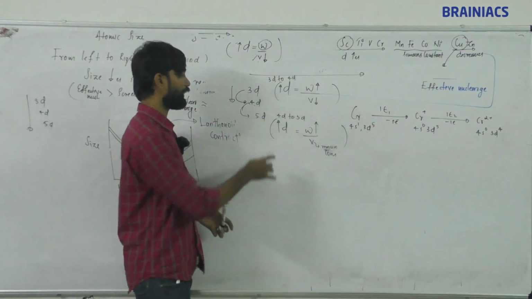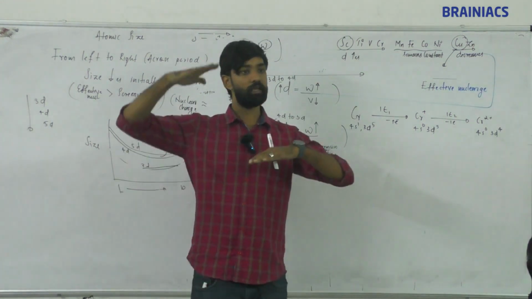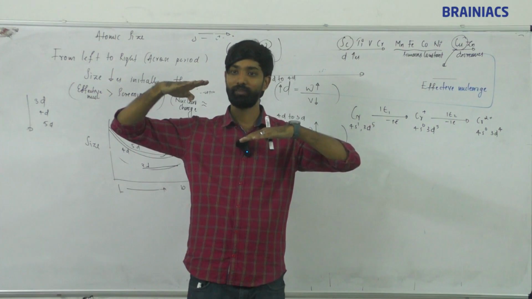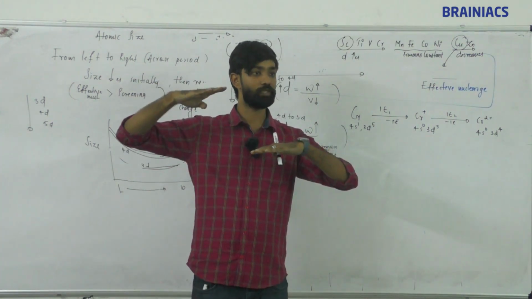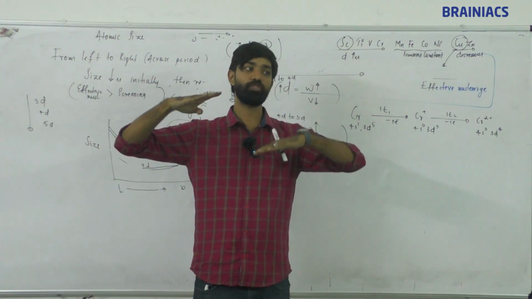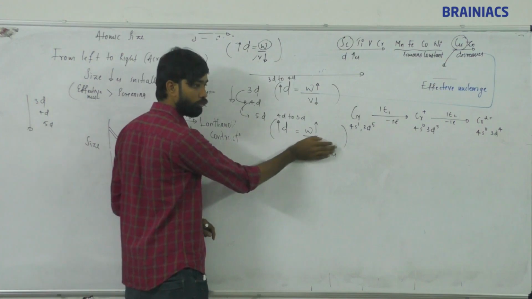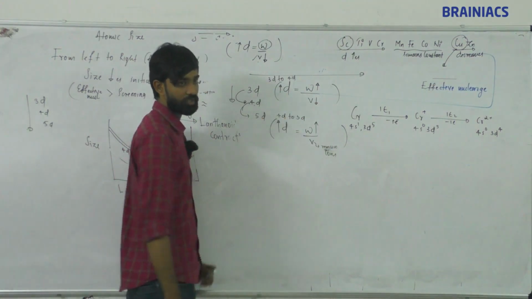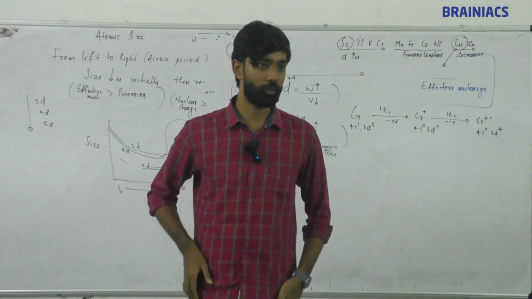But in the case of 4D to 5D, the mass has an increment where the size has no increment. So the dominating factor is always mass. Size has no change, which means size has no role. So as mass increases, no doubt density increases. So that is the trend on moving down the group.